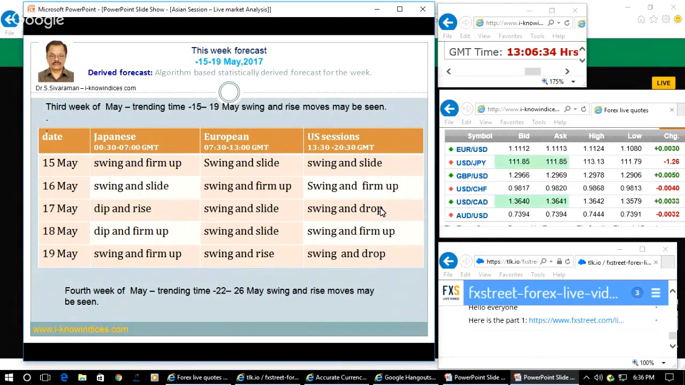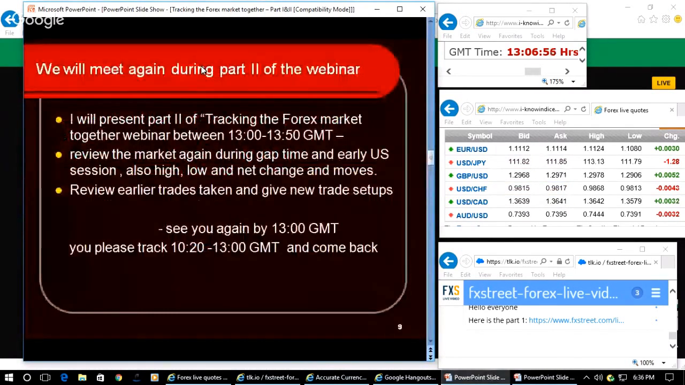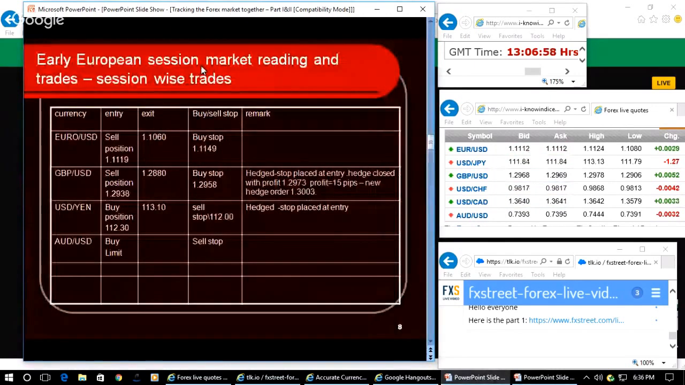So based on these two conditions, that they are expected to make more slide, I have taken the decision to take sell positions in the case of Euro and GBP and a buy position in the case of USD/Yen. Now I will show you the slide of the trades I had taken during part 1.